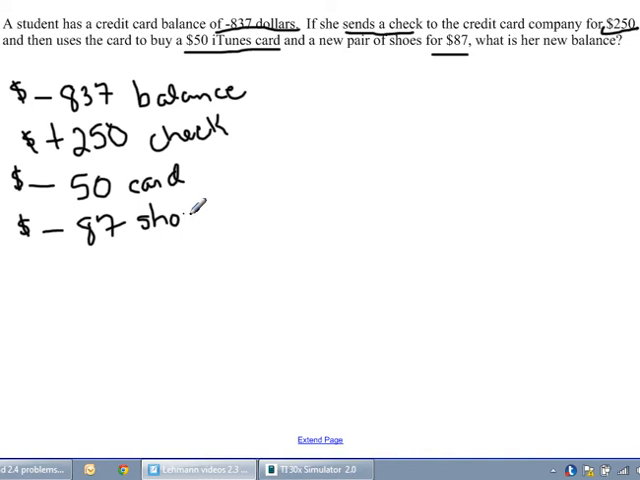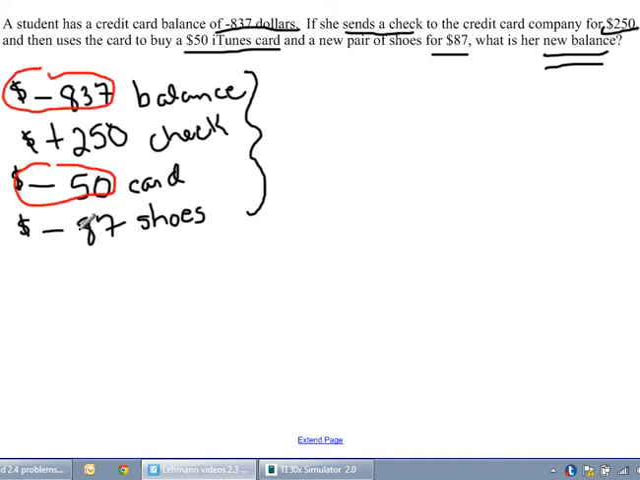So if we're trying to think about what her balance is going to be, well, we basically want to combine all of these values, and that will tell us her new balance. So let's notice that we have a number of negatives. We have 3 negative values and only the 1 positive value. So let's gather up these negative values, the negative 837, the negative 50, and the negative 87. And let's add all of those together.